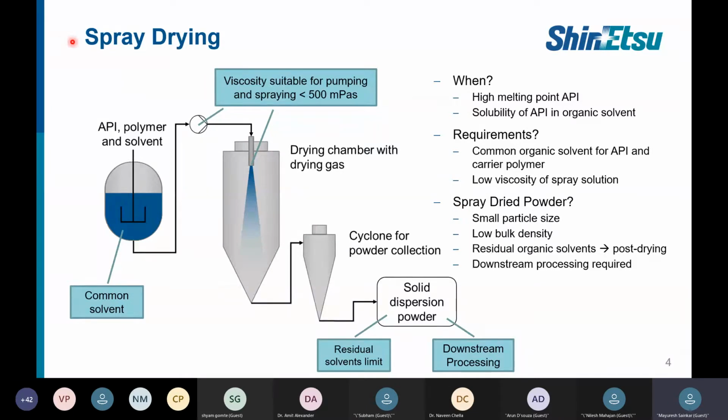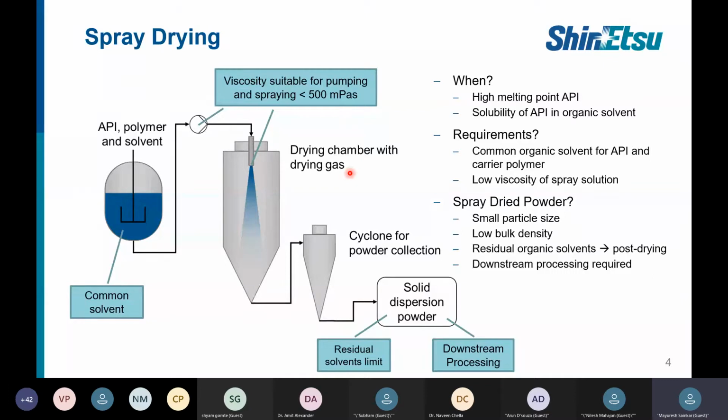When you have a polymer with the API, which is basically from BCS class 2 or class 4, you have to dissolve that with a common solvent as being suggested in the first slide. And then the drying chamber is there, and you need to take care of a few of the parameters, like what temperature you are using, which is suitable viscosity for pumping, what spray rate you are using, and what spraying pressure you are incorporating.